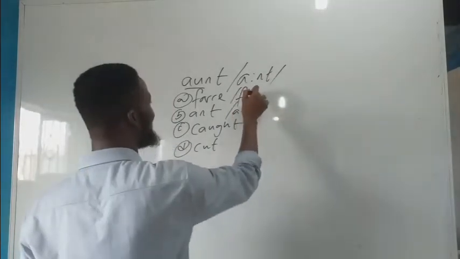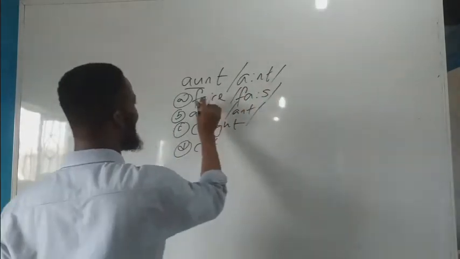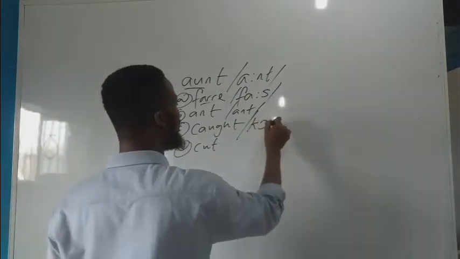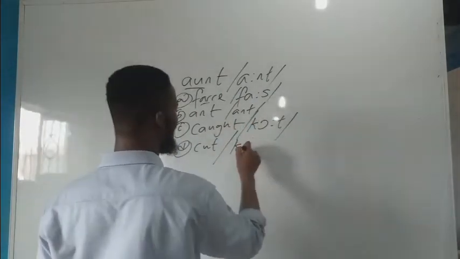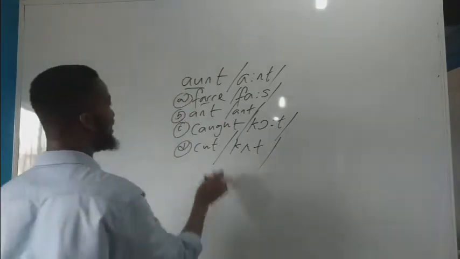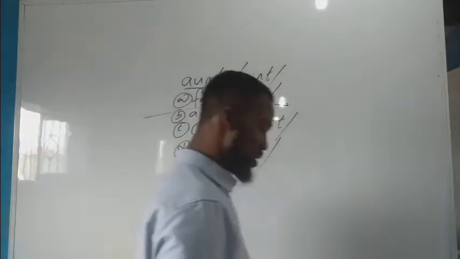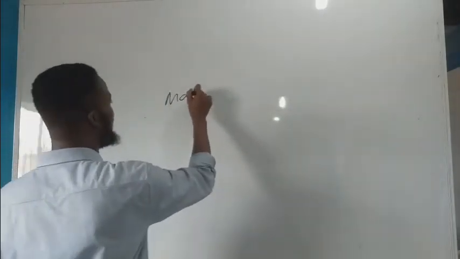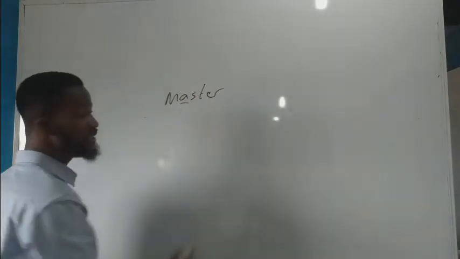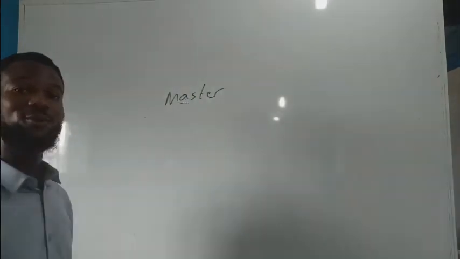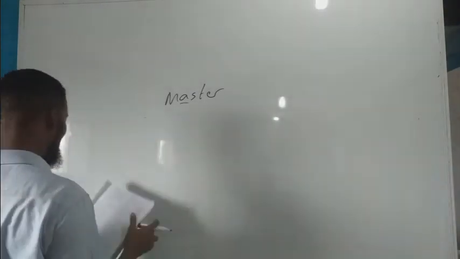Alright, option A is long, farce. AR gives us long R sound. This is cut, cut, and this is cut, cut. So our final answer is this. Option A is our final answer. Another question is master. Master. Don't forget that we pointed out that whenever you have A and S, the A becomes a long one. It's called master. It's a long R sound.